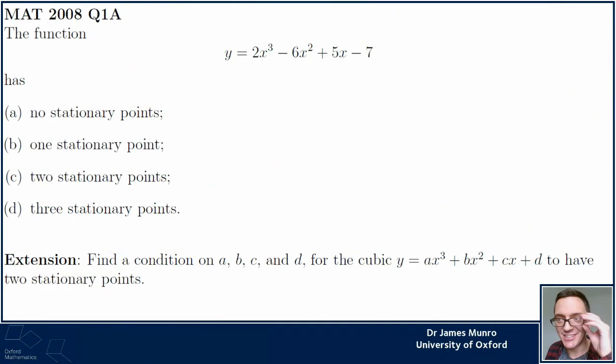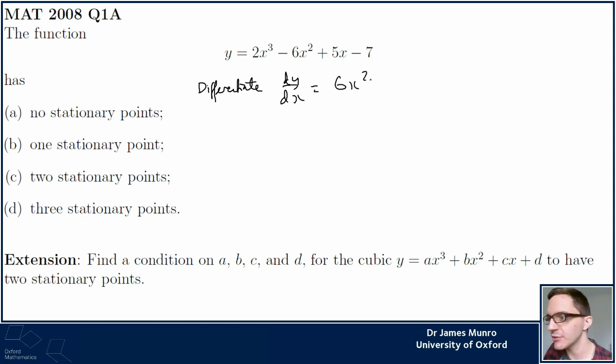Here's my approach to the question. Let's just find its stationary points. We're really good at finding stationary points. Let's just differentiate it and find out what happens. So differentiate. dy by dx is equal to 6x squared minus 12x plus 5. I guess I want to know how many roots this has got. How many roots?